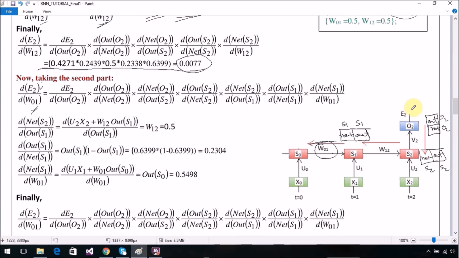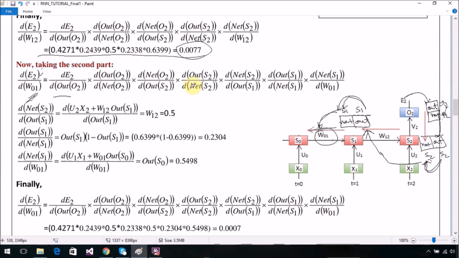So here our back propagation will follow the path from E2 to out O2, out O2 to net O2, net O2 to out S2, out S2 to net S2, net S2 to out S1, out S1 to net S1, and net S1 to W01. So this is the returning path. So this is the chain that derived from this returning path.